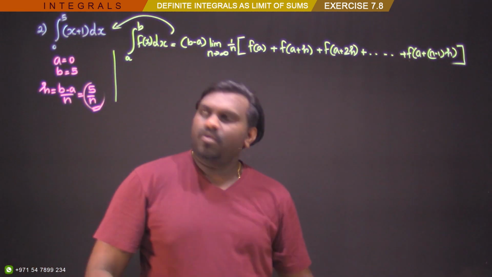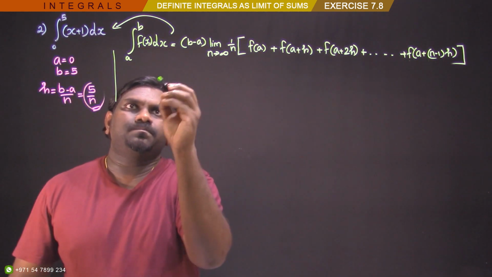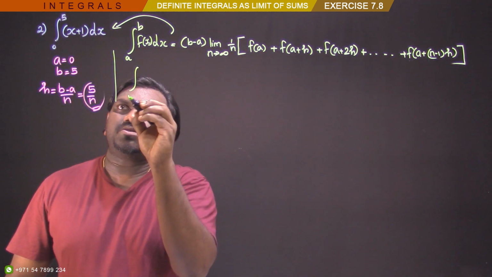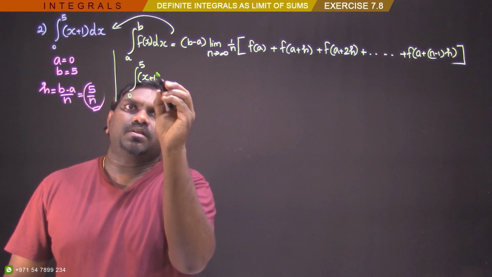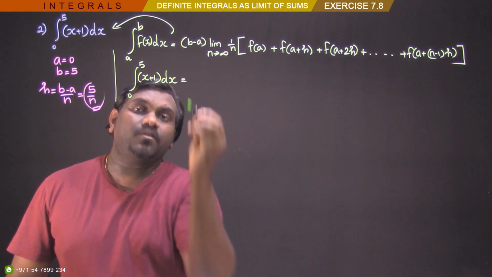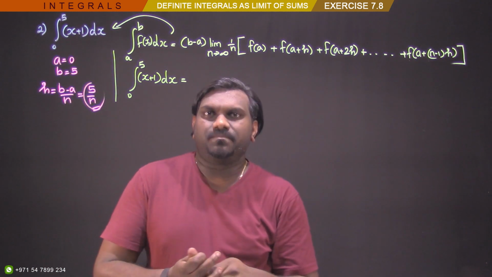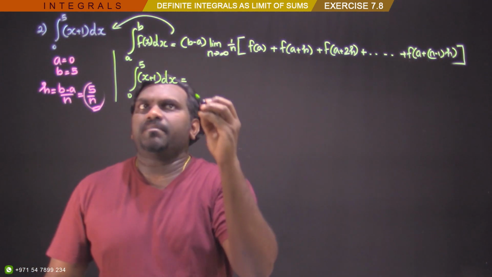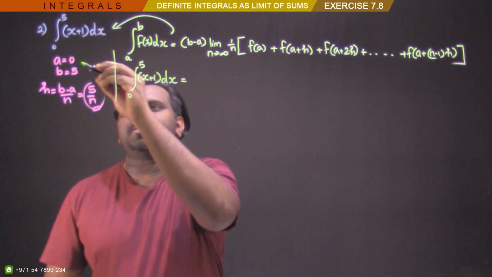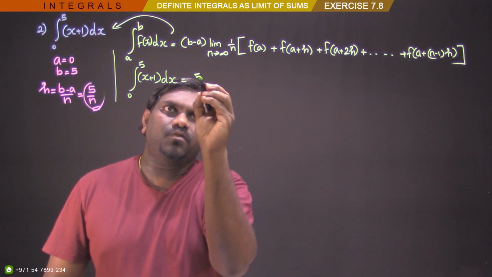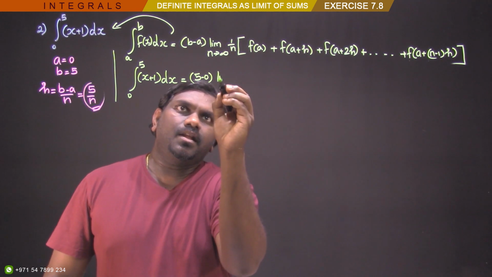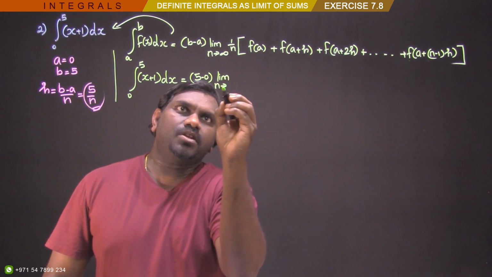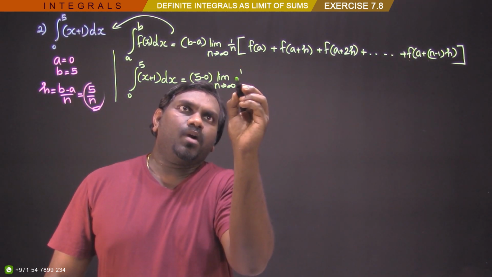Now, when you know that, what am I going to do? So what is the question? Integral from 0 to 5 of x plus 1. This is what I want to find the value of through the limit of a sum. So let's find it. B minus a. B minus a is 5 minus 0. For the very first time I will write it. 5 minus 0, b minus a, limit n tending to infinity, dear, and 1 by n.